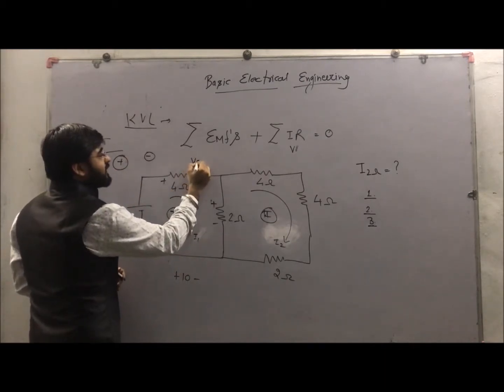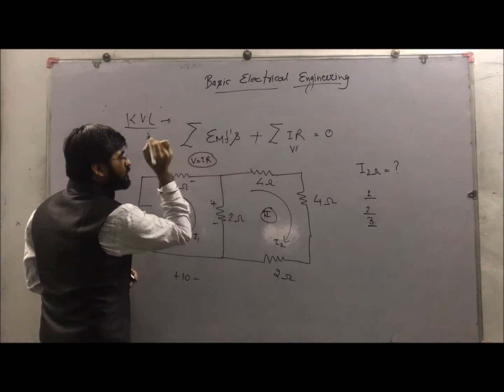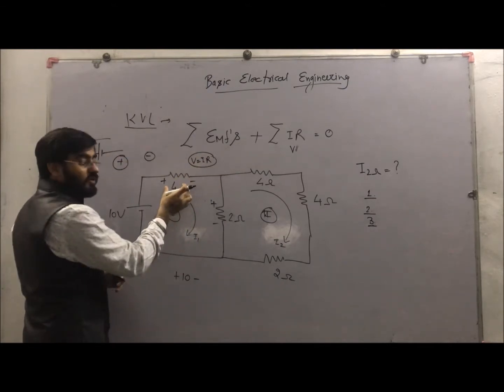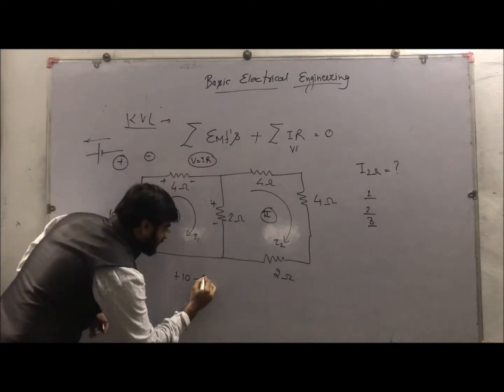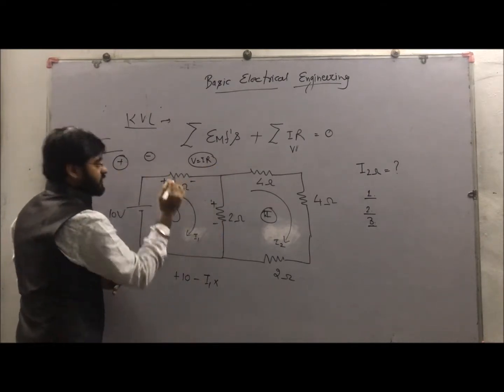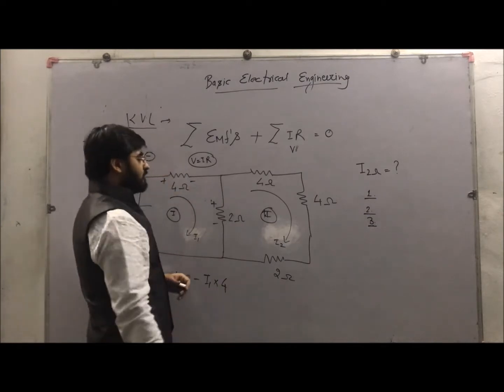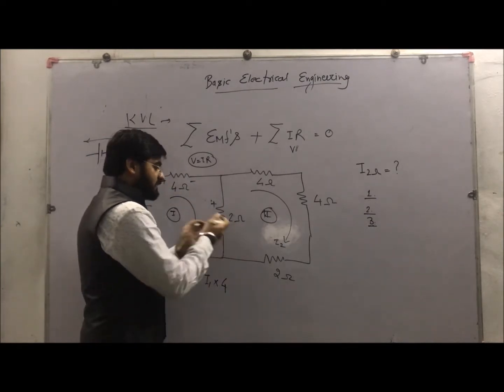V is equal to IR, that is Ohm's law. Here we require Ohm's law. So the voltage drop is equal to current times resistance. And what is the current? Current is I1 and resistance is 4. Now, what to do with this?